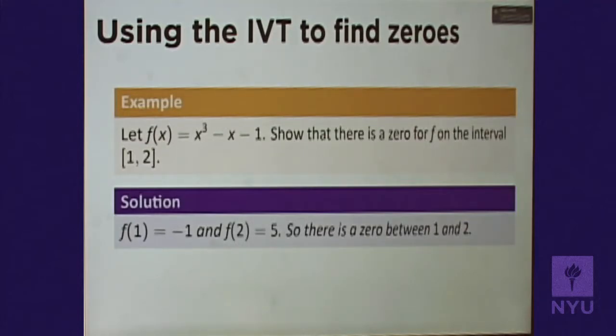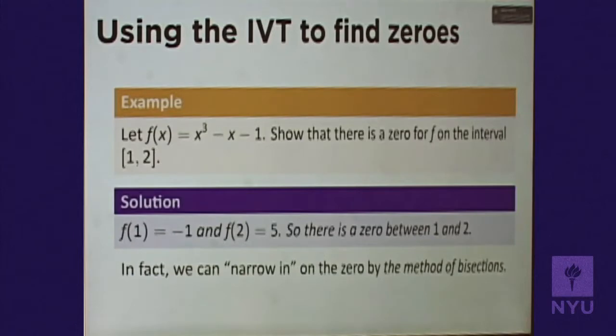Now, that's satisfying, but is it that useful? Is it good to know that the 0 is in between 1 and 2? That's kind of a wide error interval to have. What if we wanted to know the value of c to within, say, a 16th? Can we do that? Well, it turns out that we can use the intermediate value theorem multiple times to get c to that degree of accuracy. We can sort of narrow in on the 0 by something called the method of bisections.